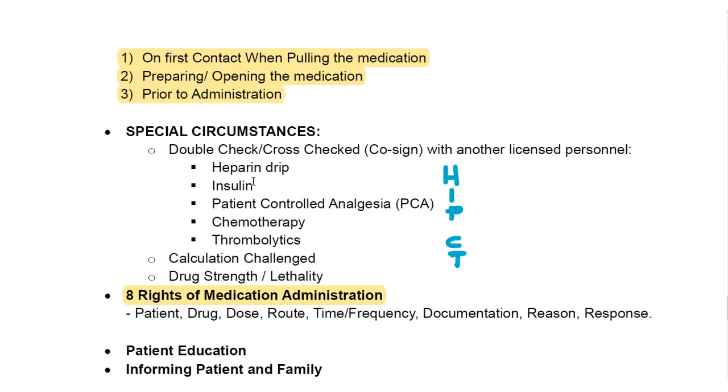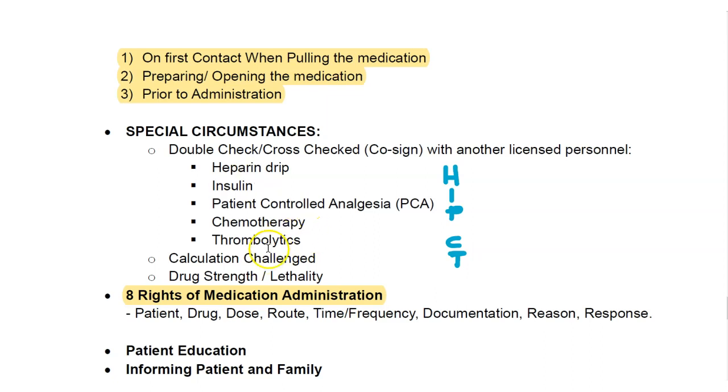Chemotherapy, and again, some of us, or probably most of us, are familiar with chemotherapy. These are highly toxic to either healthy and unhealthy cells, right? So that's why they need to be double checked. And last but not the least, thrombolytics. So thrombolytics are basically medications that break down clots, and this can cause severe bleeding. Therefore, this is also a type of medication that needs to be double checked by a secondary licensed person, usually another nurse.